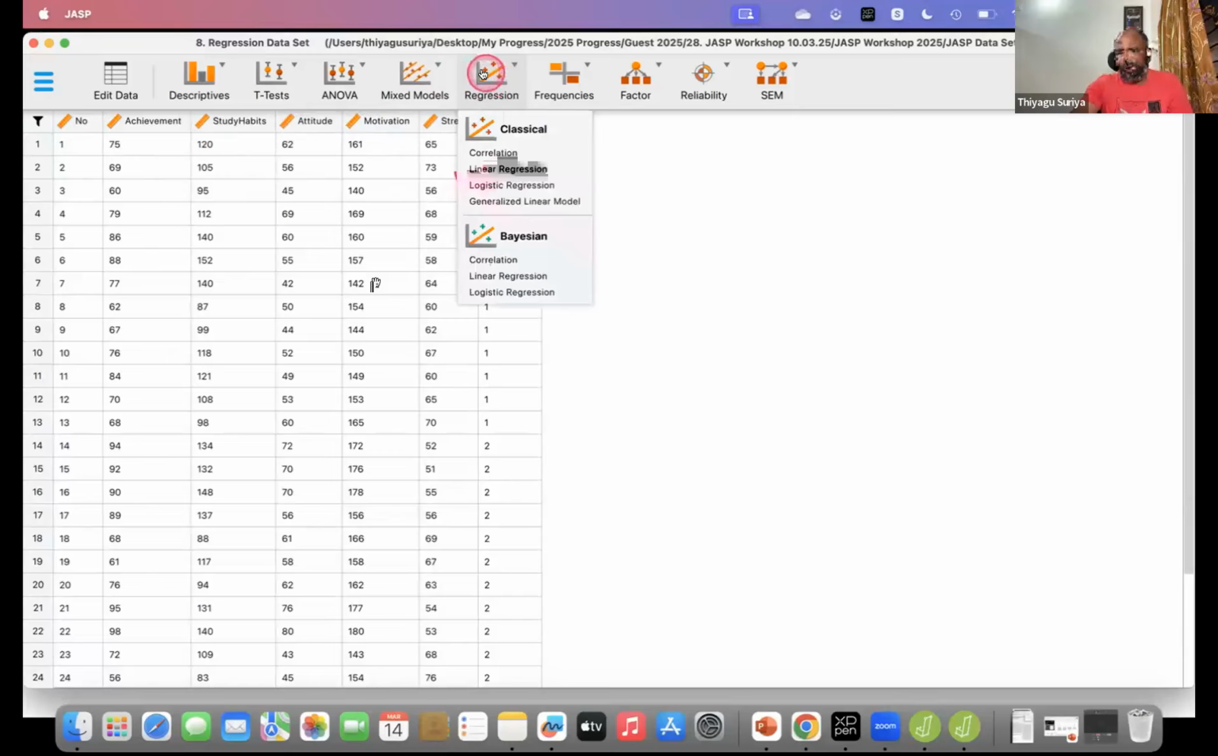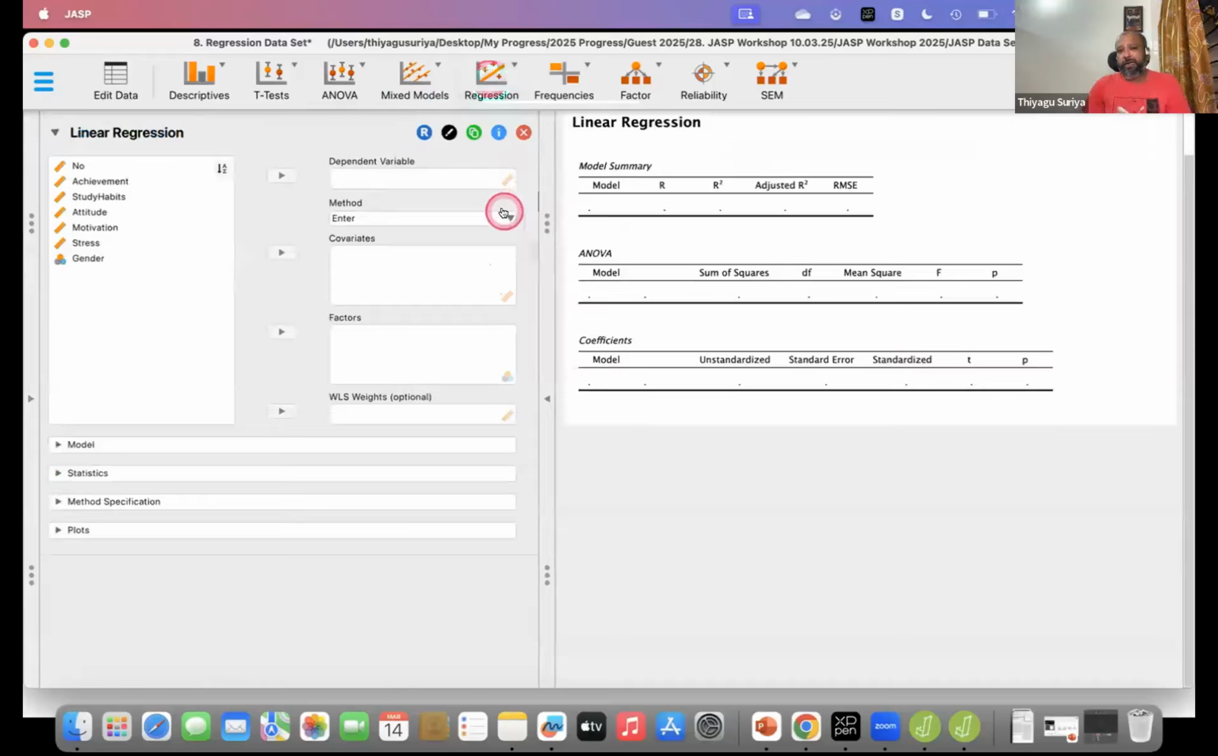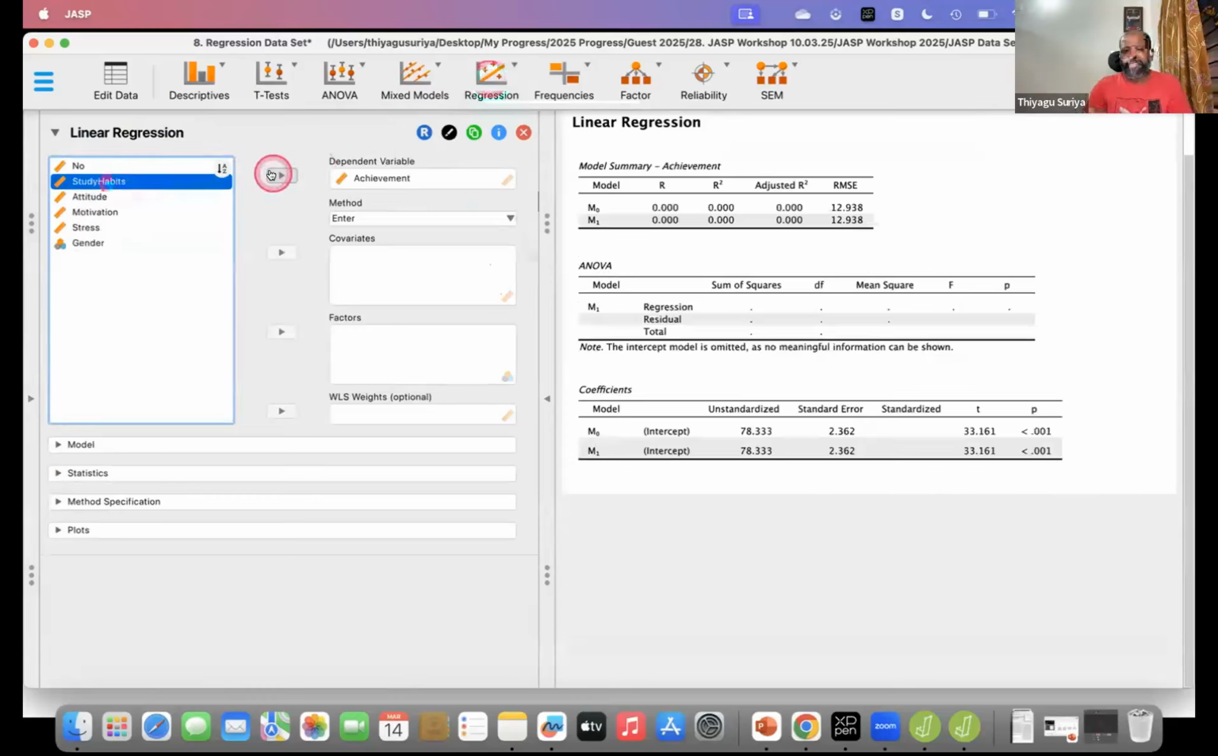Now you can see this case and go to the regression analysis. I'm just highlighting the path: go to Regression, then Classical, then Linear Regression. Click Linear Regression. Number of dependent variables: one. Achievement. Which is the dependent variable? Achievement. Just click on this Achievement.